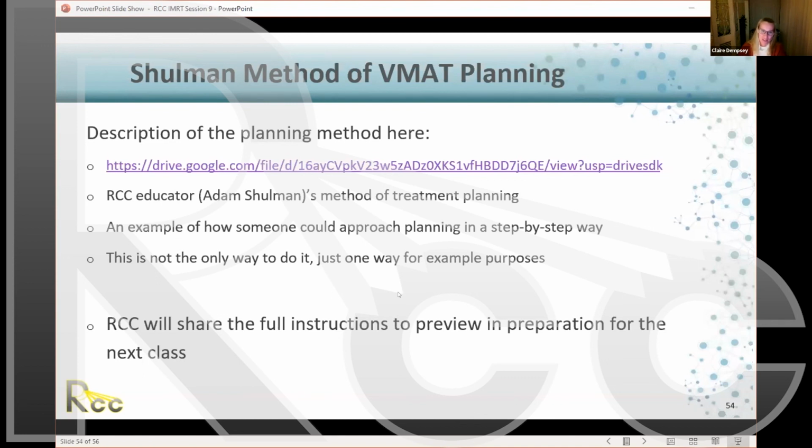What Adam's going to do is give you an example of how he approaches his VMAT planning, just in a step-by-step way. He finds it super useful, super easy. He seems to consistently generate good plans. Obviously, I want to say it's not the only way you can create plans, but this is just a nice example of how Adam does it that you could possibly use if you're struggling for a way to get started in these processes. So the team from RCC will share those instructions with you in preparation for the next class with Adam. There's a link there that you can use to get the instructions to read.